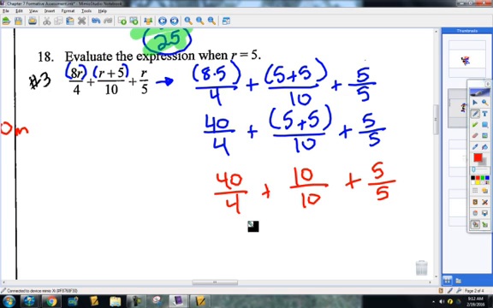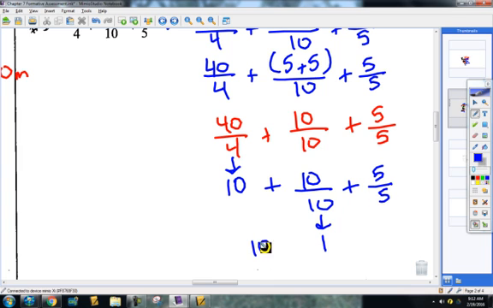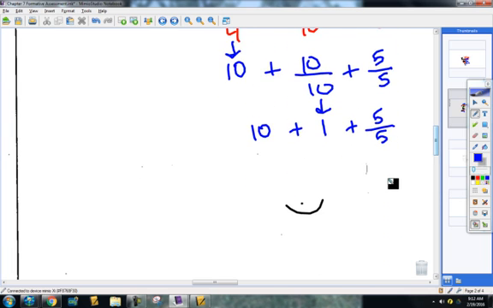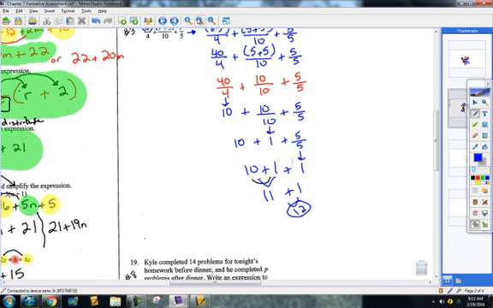Now I'm on to exponents. Are there any exponents? Nope. Is there any multiplication or division? Sure, all fractions are division problems, so I'm going to do that. 40 divided by 4 is 10. Plus 1. Now I'm here. It's going to be 11. Plus 1 is 12.